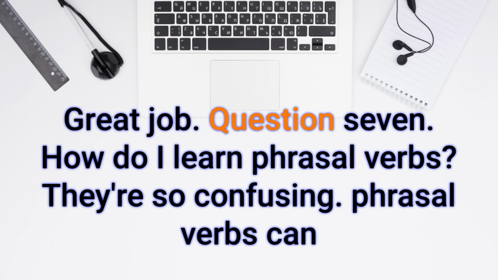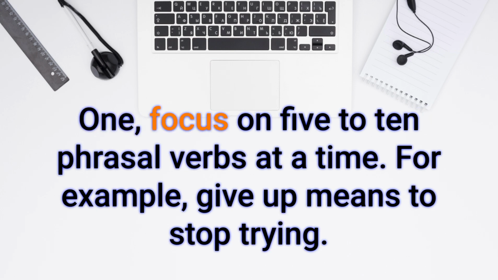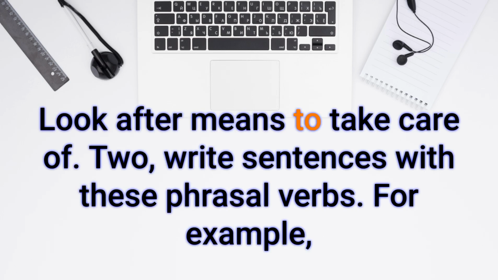Great job. Question 7. How do I learn phrasal verbs? They're so confusing. Phrasal verbs can be tricky, but they're essential for sounding natural in English. Here's how you can learn them. 1. Focus on 5 to 10 phrasal verbs at a time. For example, give up means to stop trying. Look after means to take care of.